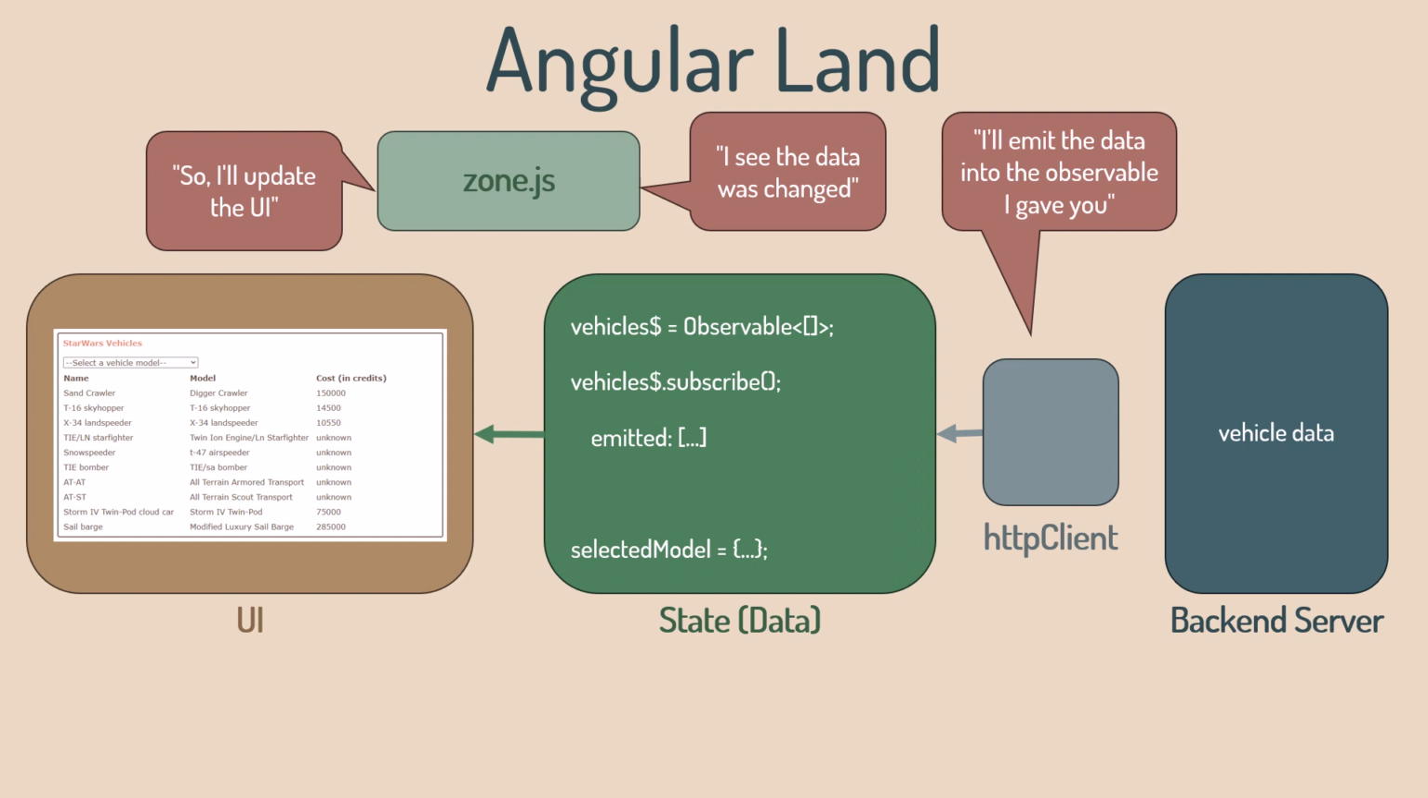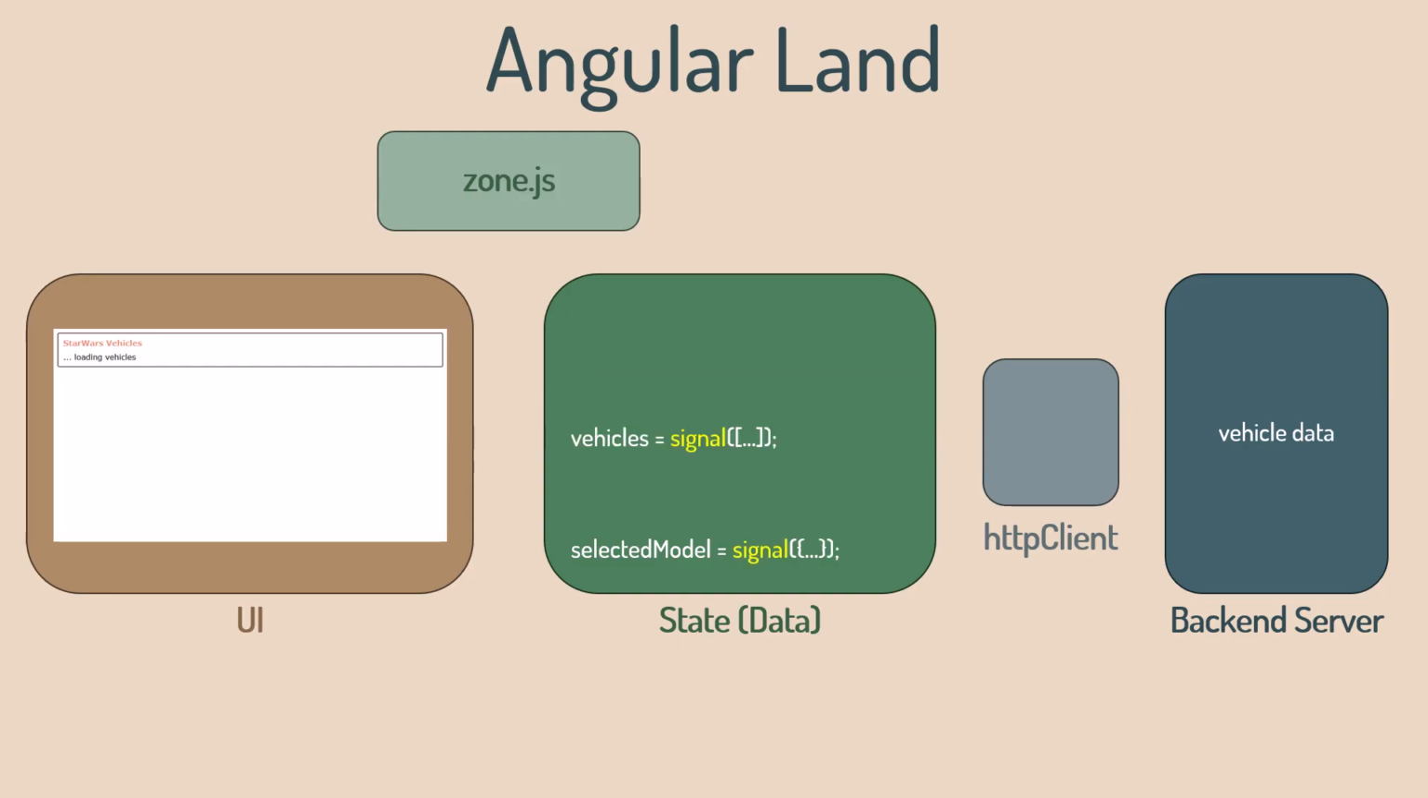For many years, developers relied on httpClient to retrieve data and Zone.js to detect changes. But as applications grew, Zone.js became a bottleneck. It triggered too many updates, made change detection slower, and bloated the applications. Then one day, things changed. Signals arrived in Angular land.